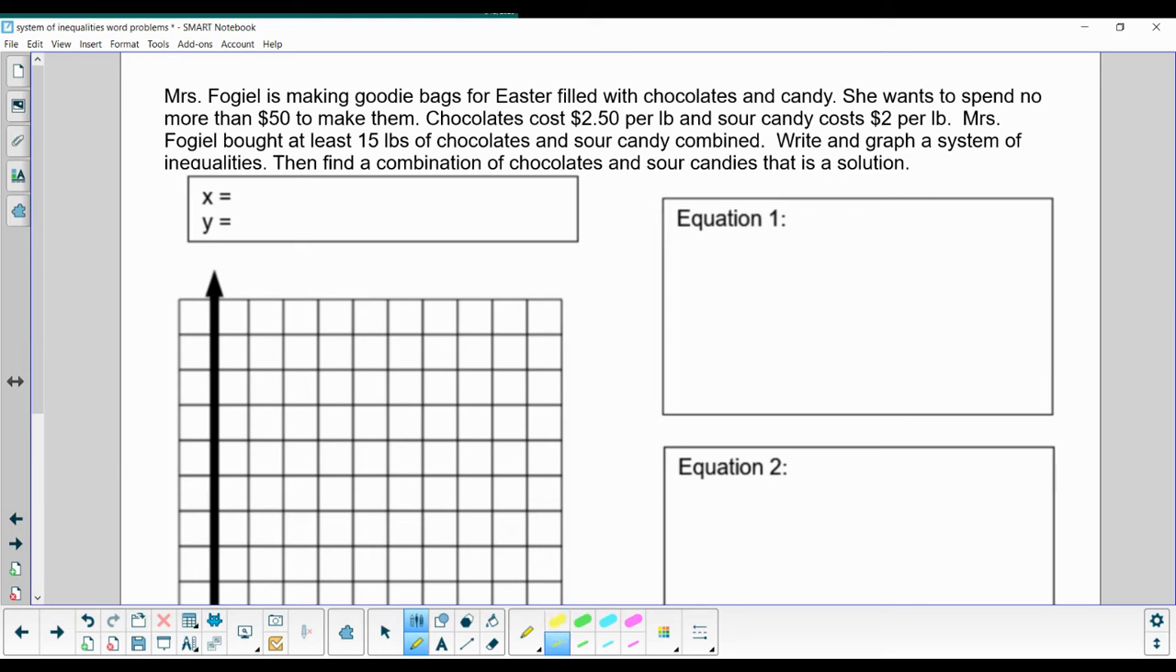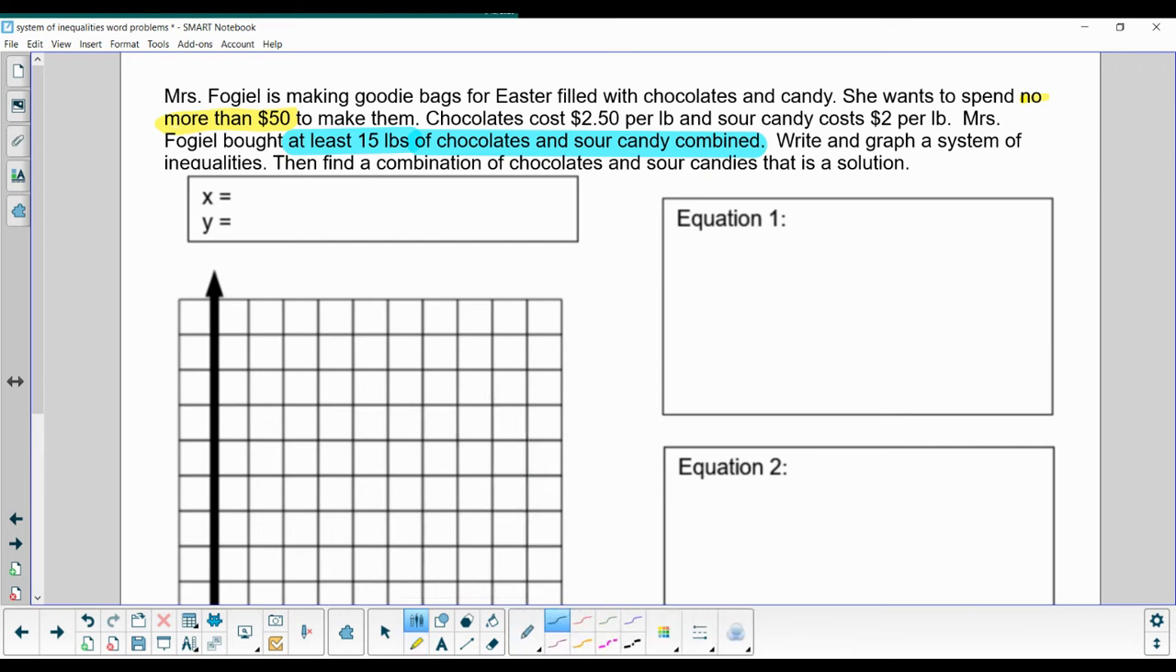So when I go back and read through this again, I want to look for my keywords. For example, I see that I want to spend no more than $50. So no more than is a keyword. Then I want to keep reading. I see another keyword where it says that I bought at least 15 pounds of chocolate and sour candies combined. So remember that I kept reading that sentence to make sure I had the whole thing. So I see no more than and I see at least, which means that I have two different equations. So I need to figure out what my equations are about.